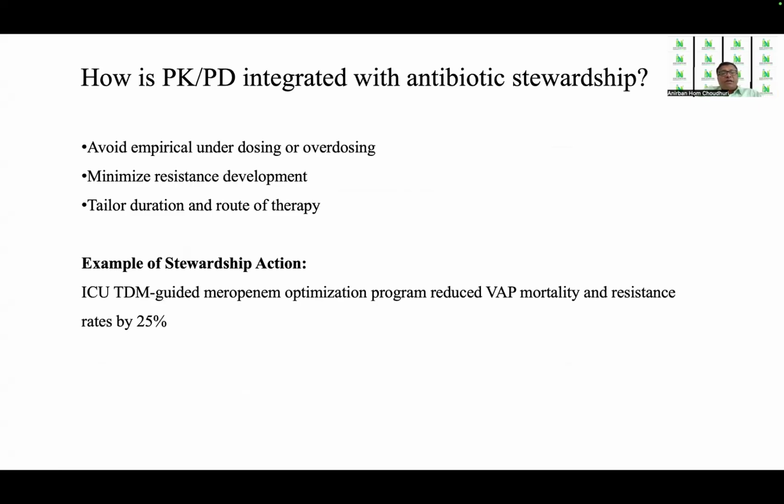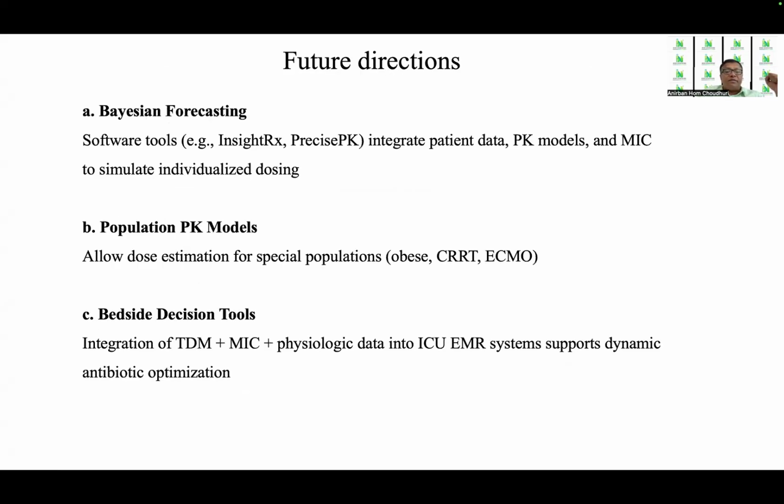So how is PK/PD integrated with antibiotic stewardship? We avoid empirical underdosing or overdosing, minimize resistance development, and always give a tailor-made duration and route of therapy. As an example of stewardship action, an ICU therapeutic drug monitoring-guided meropenem optimization program reduced VAP mortality and resistance rates by nearly 25%.